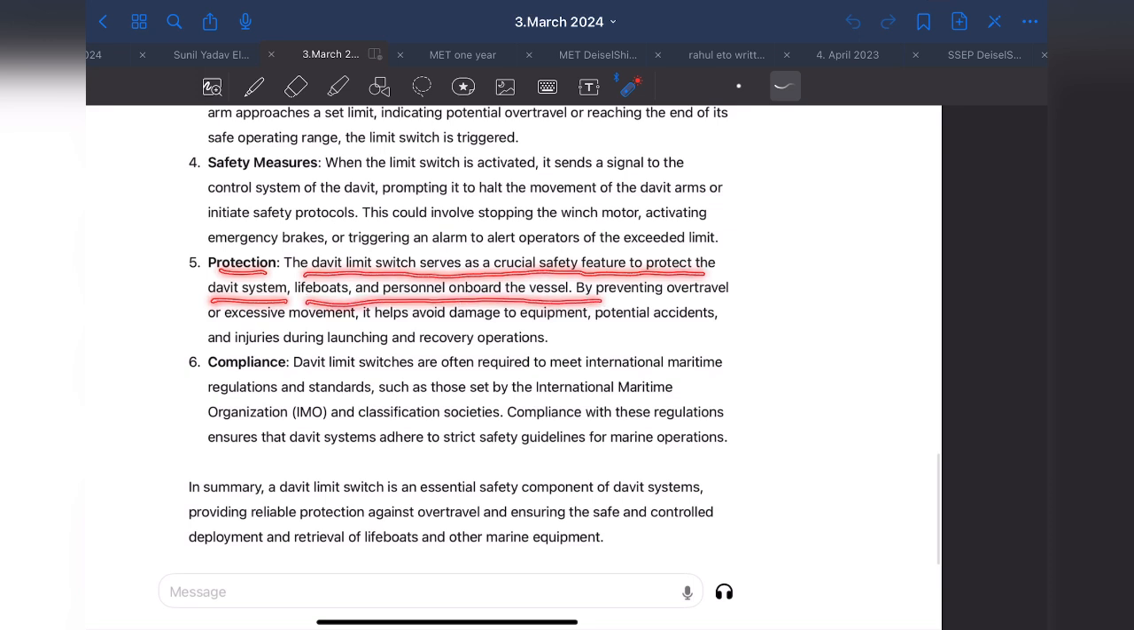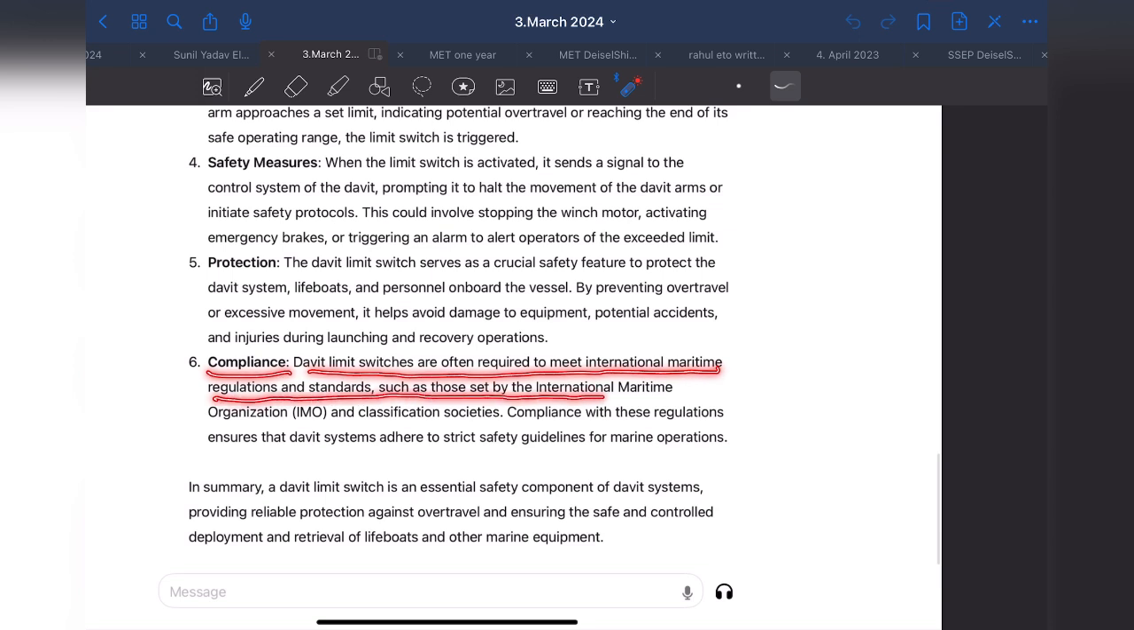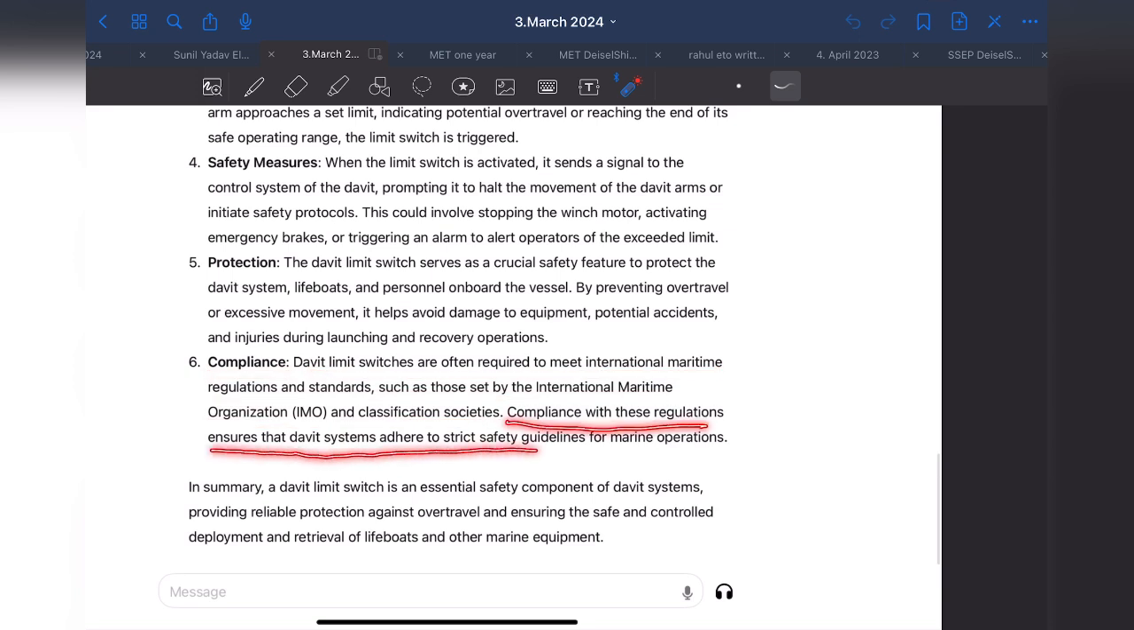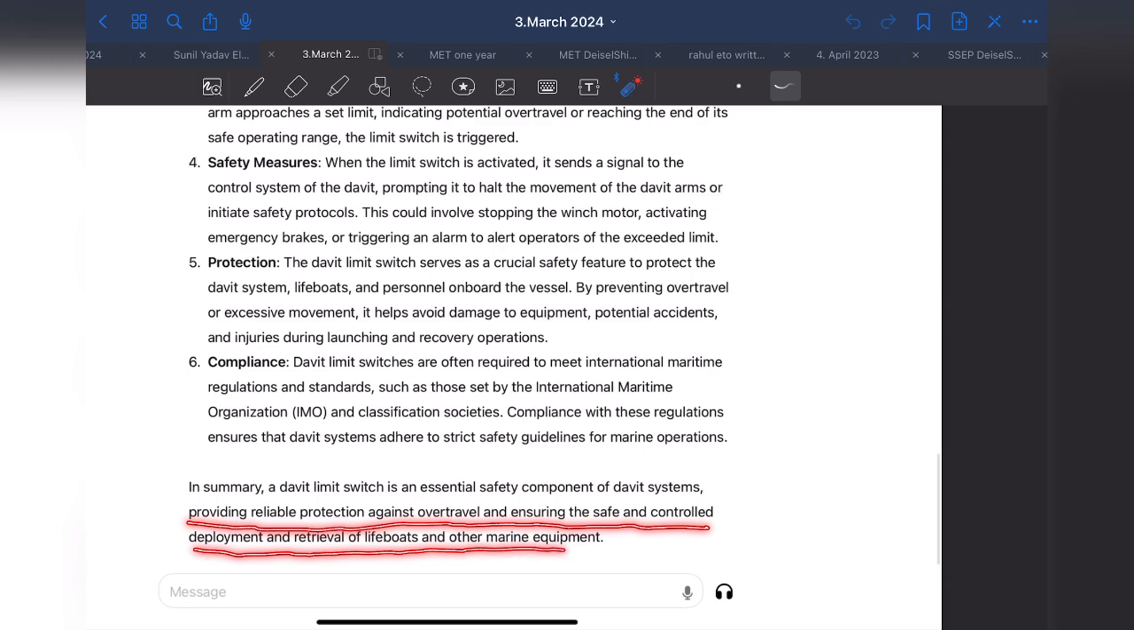on board ships. Compliance: Davit limit switches are often required to meet international maritime regulations and standards such as those set by the International Maritime Organization (IMO) and classification societies. Compliance with these regulations ensures that Davit systems adhere to strict safety guidelines for marine operations. In summary, a Davit limit switch is an essential safety component of a Davit system, providing reliable protection against over travel and ensuring the safe and controlled deployment and retrieval of lifeboats and other marine equipment.